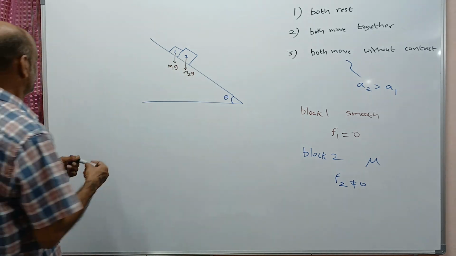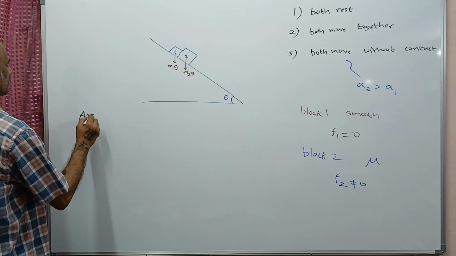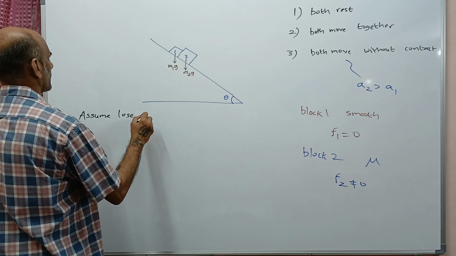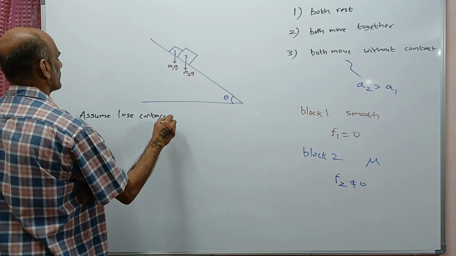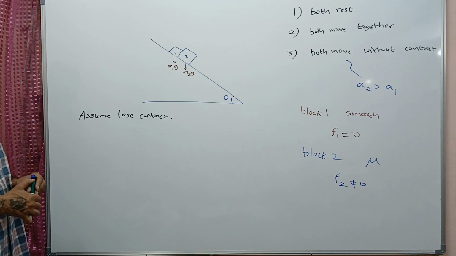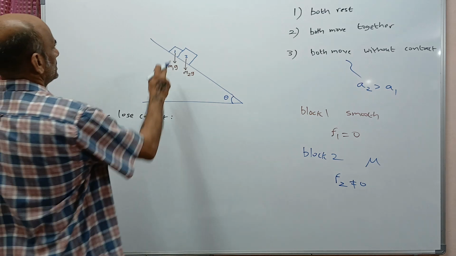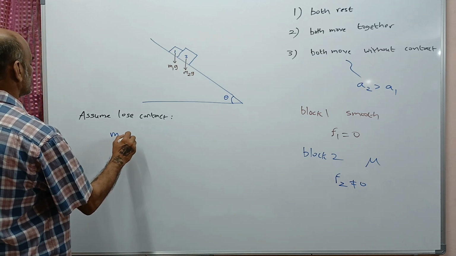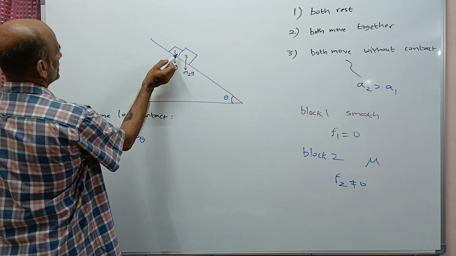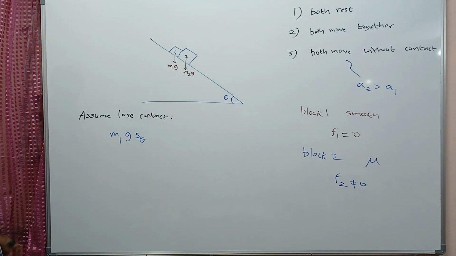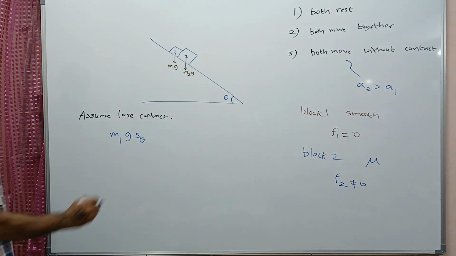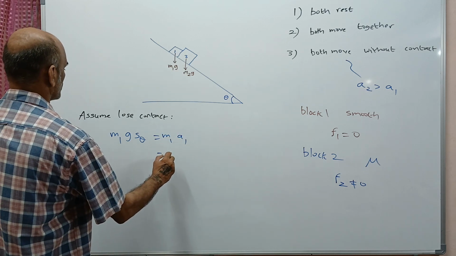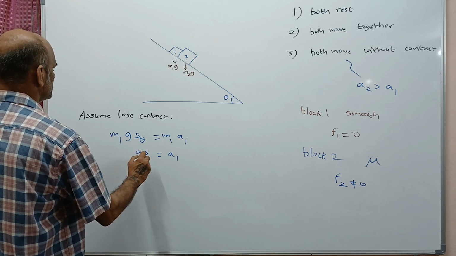So let me assume they lose contact. I will check whether this is possible or not. Suppose they lose contact, then the force on this one in the downward direction will be m1g sine theta. Since the contact is lost, there is no normal force between them. So the only force along the plane is the weight component. That will be equal to m1 a1. So from this, I get the acceleration of the first block, the upper block, as g sine theta.